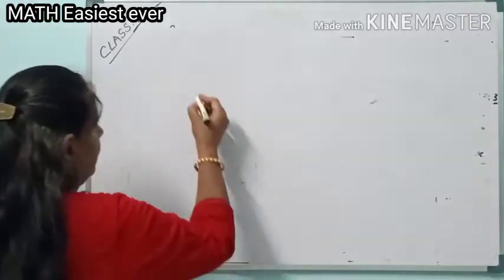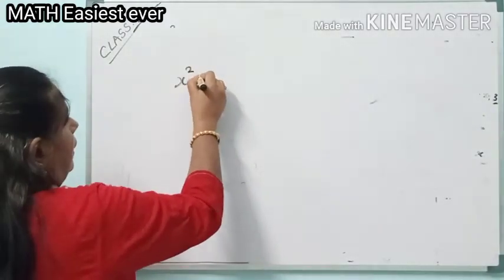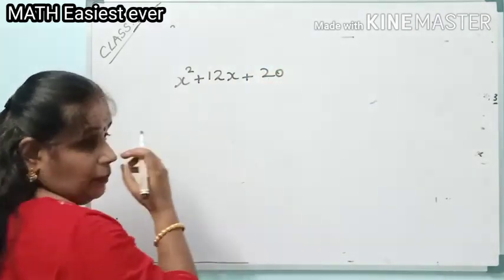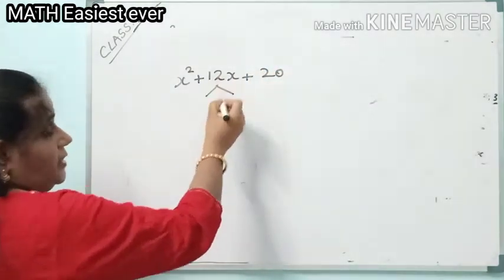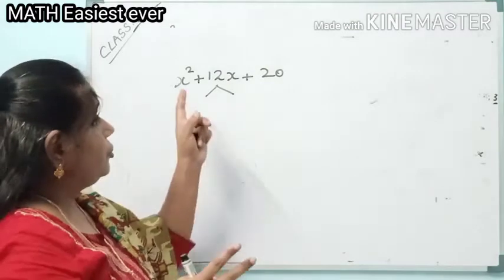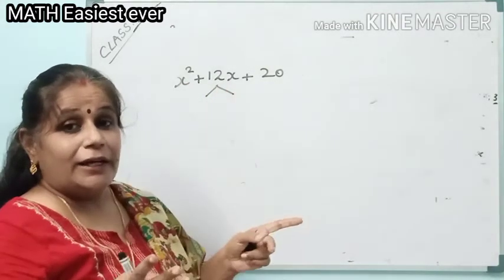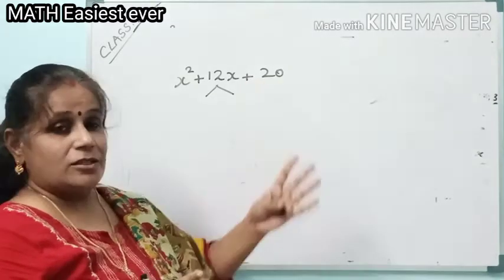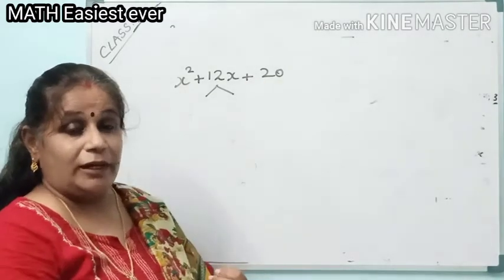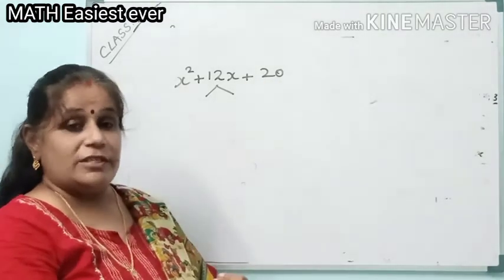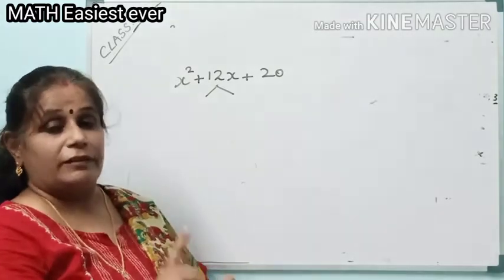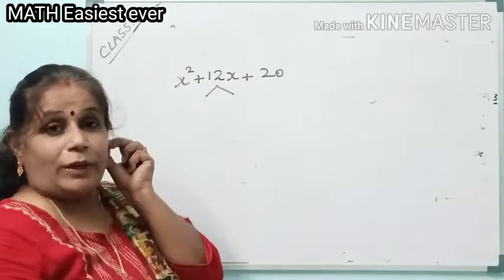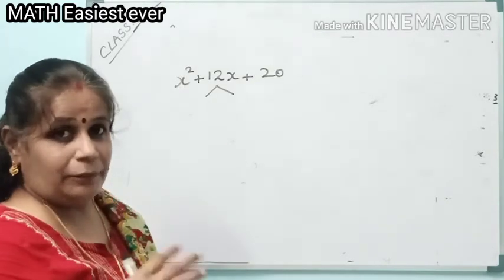X square plus 12x plus 20. Now you see, how do you split it? You have to split the middle term such that if you add two numbers you should get 12. If you multiply two numbers you should get 20. So try it. What are the factors of 20? 20 is plus or minus 1, then 2 is a factor, 4 is a factor, 5 is a factor, 10 is a factor and 20 is a factor. You should get 12 means 10 and 2, isn't it? 10 plus 2 will be 12.